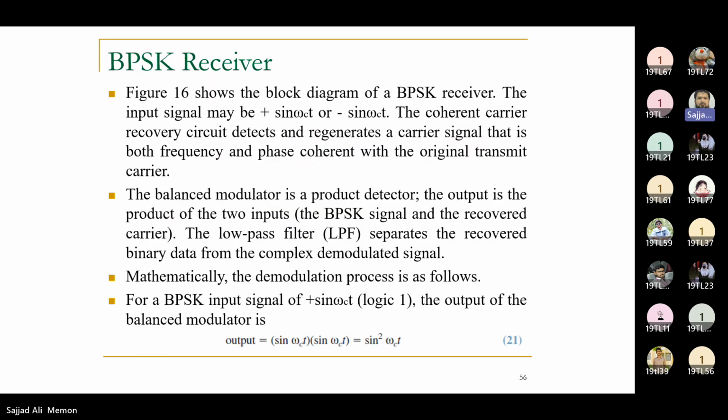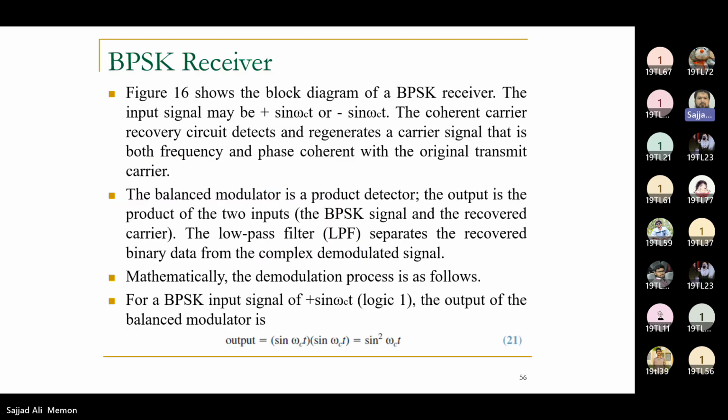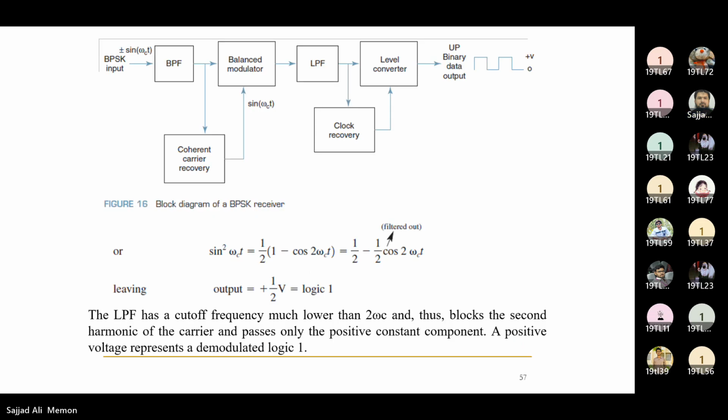Figure 16 shows the block diagram of a BPSK receiver. The input signal may be plus sine omega ct or minus sine omega ct. The coherent carrier recovery circuit detects and regenerates a carrier signal that is both frequency and phase coherent with the original transmit carrier. Let's see the diagram first. You can see the input can be either plus sine omega ct or minus sine omega ct.